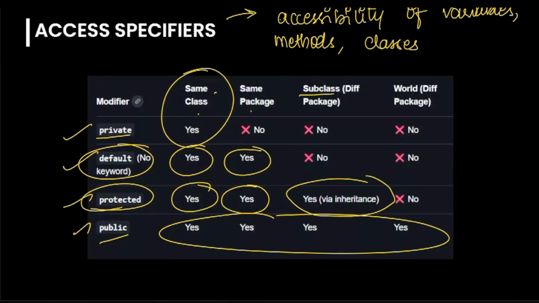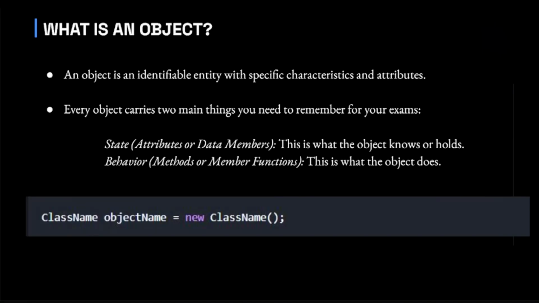What these access specifiers allow us to do is control where our specific variable, method, or class is accessible. Now you'll understand exactly how effective these are later on in our further sessions on inheritance. Right, now that we know how to define a class, we need to look at how to define an object.